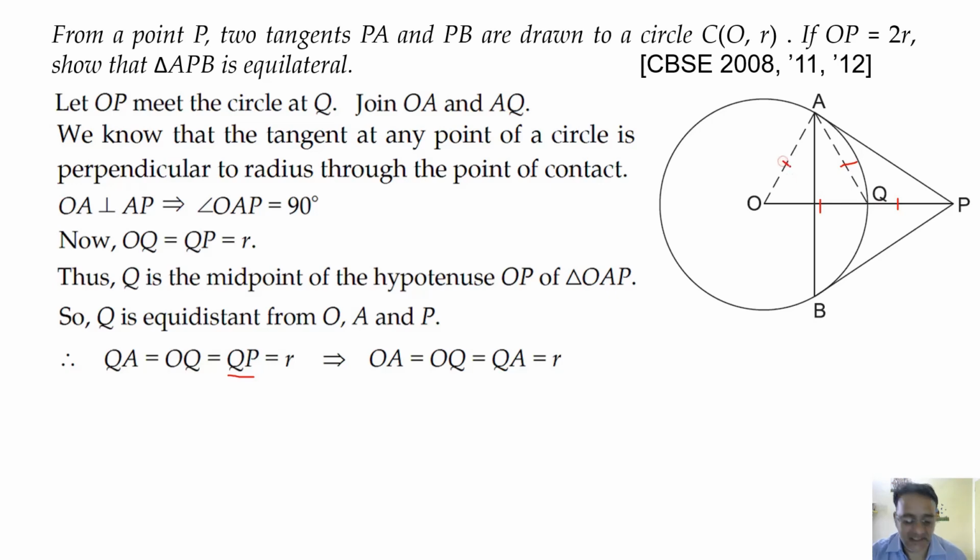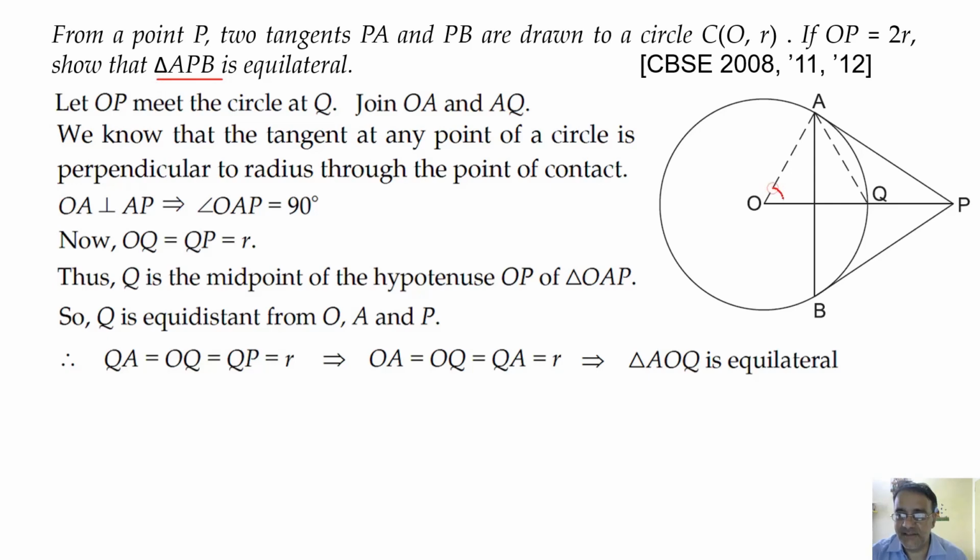So if all three sides are equal, what about this triangle? It is an equilateral triangle. Very good. Which one? This one, AOQ, right? Yes, AOQ. But we have to prove APB is an equilateral triangle. So for that also, it is R.